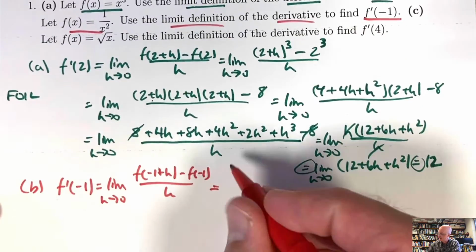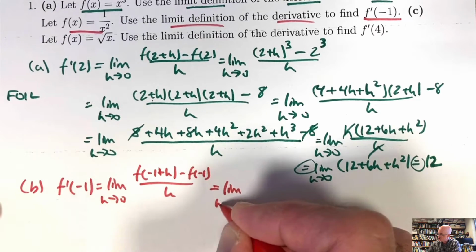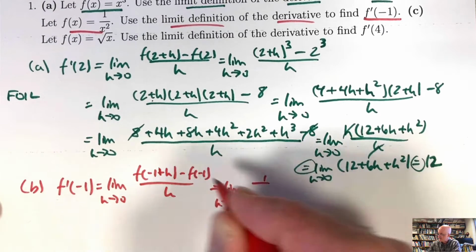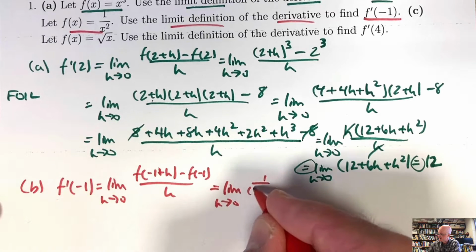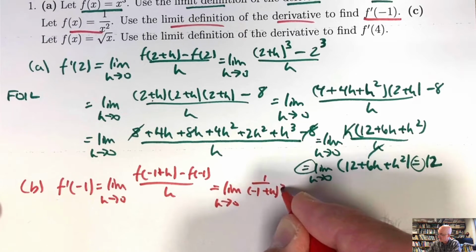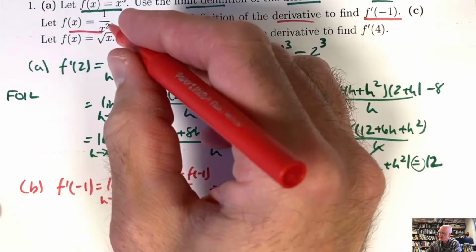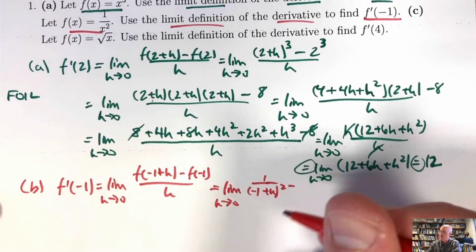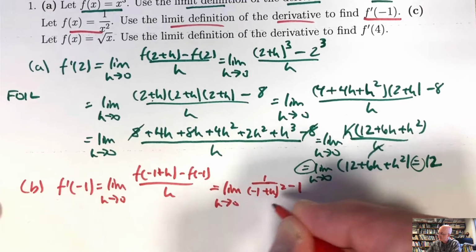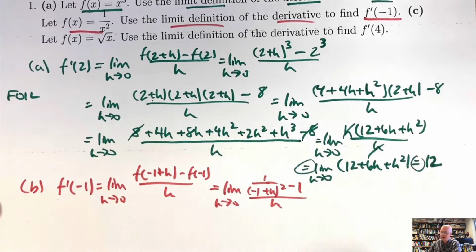It's now 1 over x squared. This is the limit as h goes to 0 of 1 over, this entire thing gets squared, negative 1 plus h quantity squared, minus, plug in negative 1 into this function, you get 1 over negative 1 quantity squared, which is positive 1. This is a 1, all divided by h.